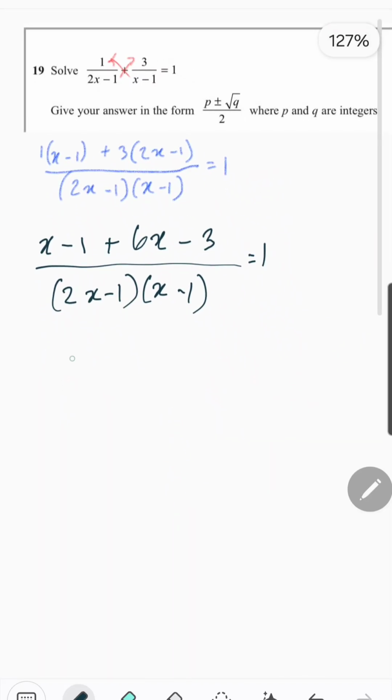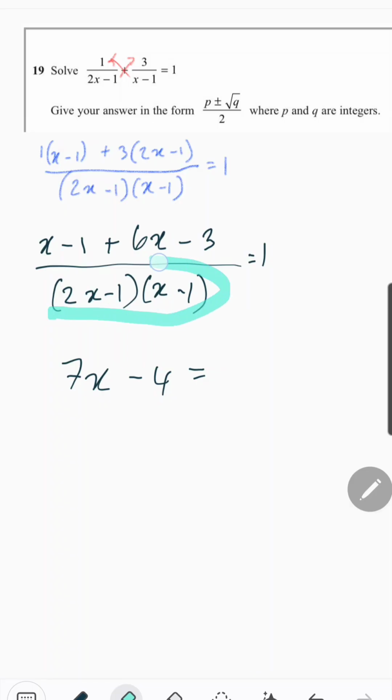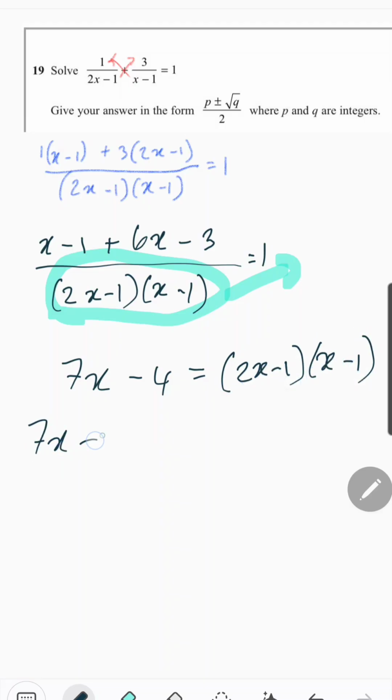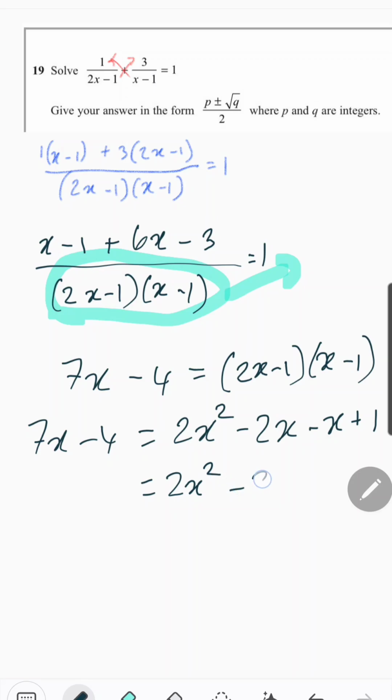So if you simplify the top, you get x plus 6x, which is 7x, minus 1 minus 3, which is minus 4. And now we're going to multiply all of the stuff on the bottom here up there. So that's going to be equal to 1 times all of that. So it's 2x minus 1, x minus 1. So if you expand that further on the right hand side, you get 2x squared minus 2x minus x plus 1. If you collect like terms, that will be 2x squared minus 3x plus 1, and then 7x minus 4.